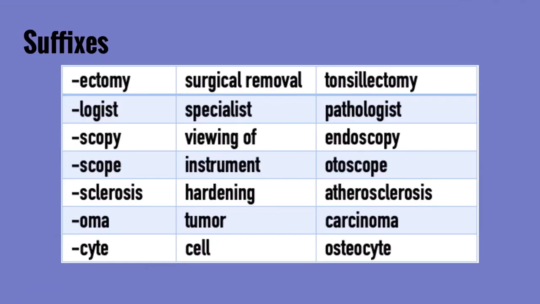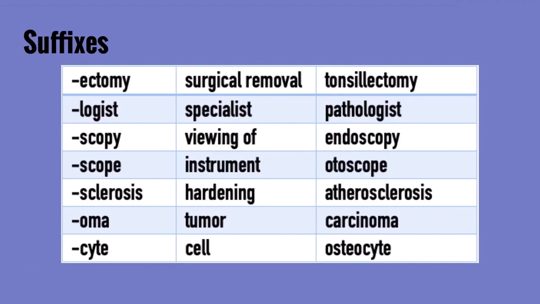Scopy is the viewing of, so endoscopy, colonoscopy, that's all going to be a viewing of that thing. So for a colonoscopy, it'll be the viewing of the colon. Same with scope, it's the instrument that's typically used to do the viewing. So an otoscope is used to view the ears, again, combining two of the aspects we learned, oto meaning ear and scope meaning instrument. Sclerosis is the hardening of whatever you're discussing. So atherosclerosis would be the hardening of arteries.